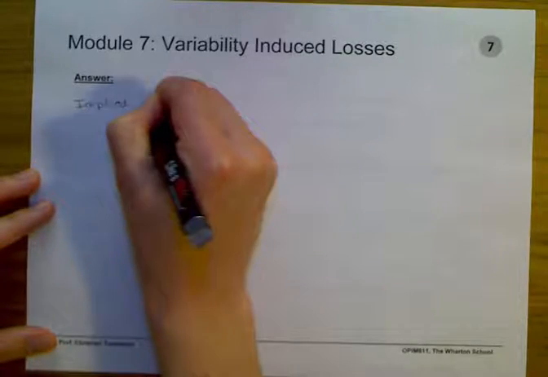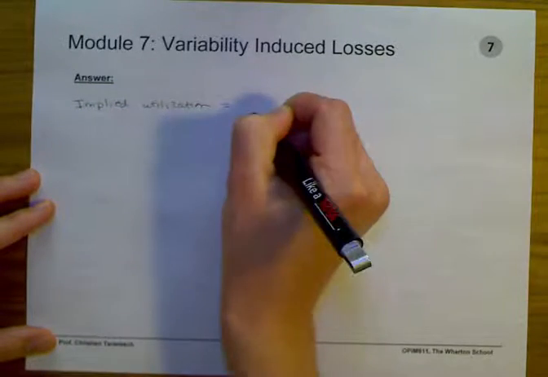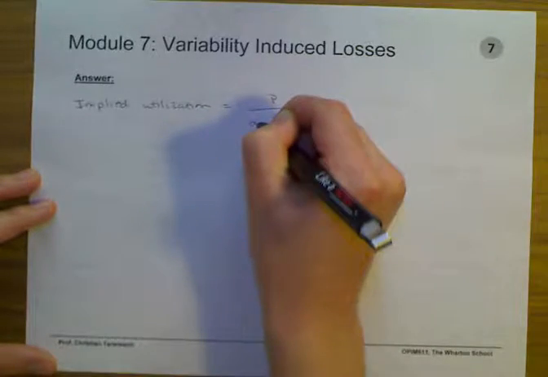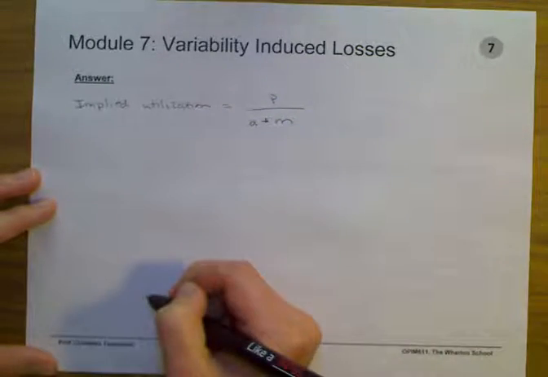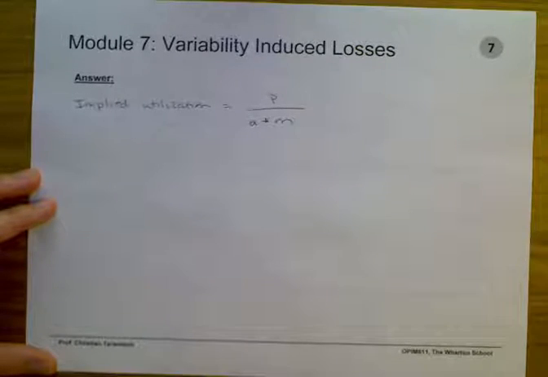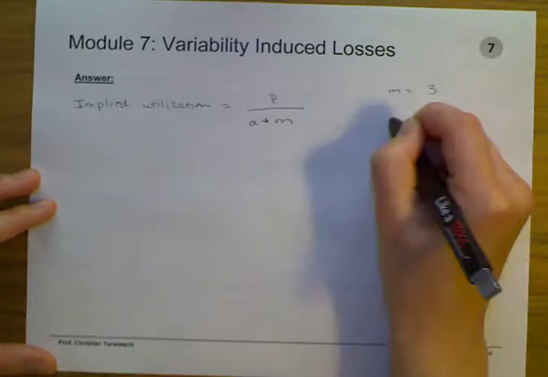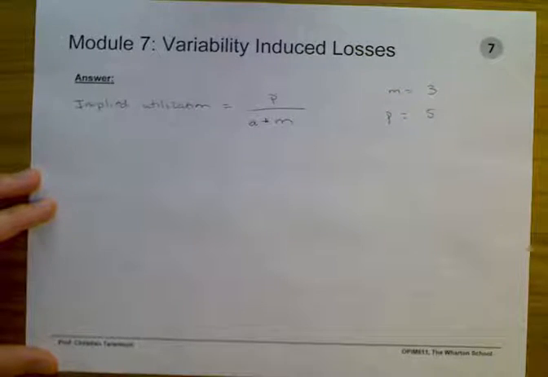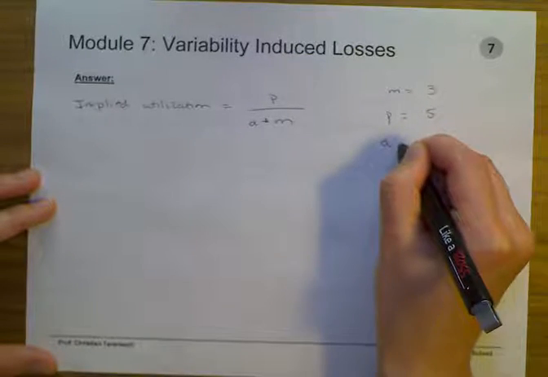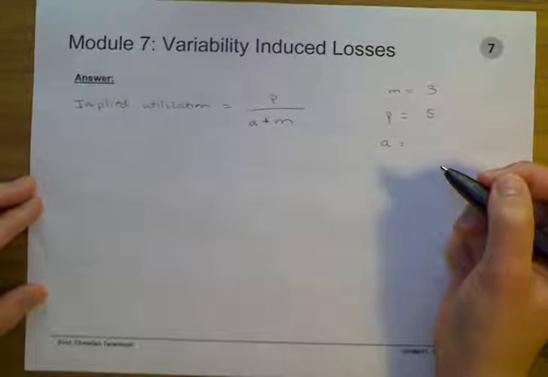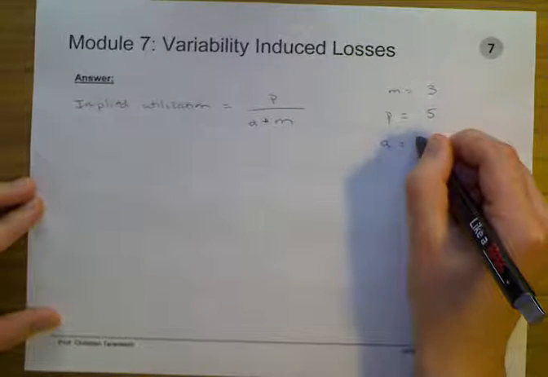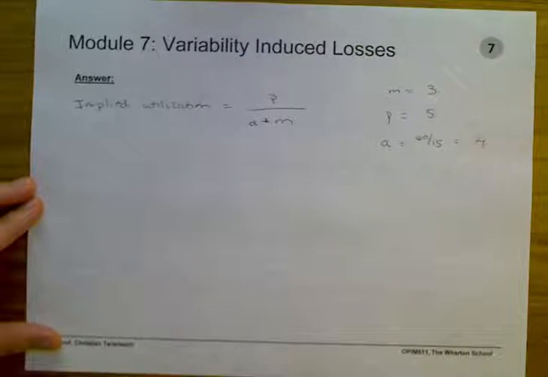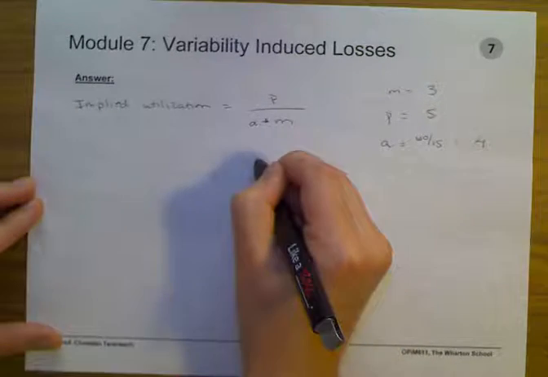We can use the formula that implied utilization is p, the service time, over a, the average inter-arrival time, times m, the number of servers. We have been given that there are 3 servers. We also know that on average they are spending 5 minutes with each customer on the phone. And to find a, the average inter-arrival time, we know that they get about 15 calls per hour. So if you take 60 divided by 15, those calls are arriving approximately every 4 minutes. So we can sub those values in here.